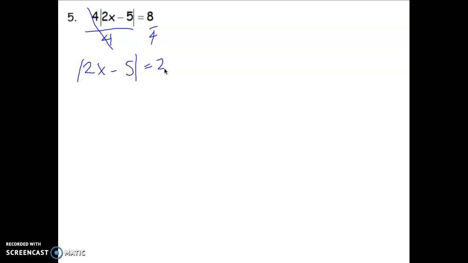Notice at this point, I still have my absolute value bars. I haven't done anything with those yet. That's the next step. Isolate the absolute value first, get the absolute value by itself, and then split it into two separate equations. One equation going to the left, and one equation going to the right. Okay, so now let's solve each of those separately. So I'm going to solve the negative one over here on the left.